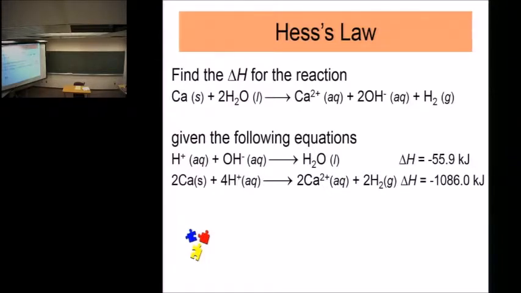2 divided by 1 is still 2. What am I going to divide by? 2. So divide everything by 2, right, including the enthalpy? Okay, so write the new one down.